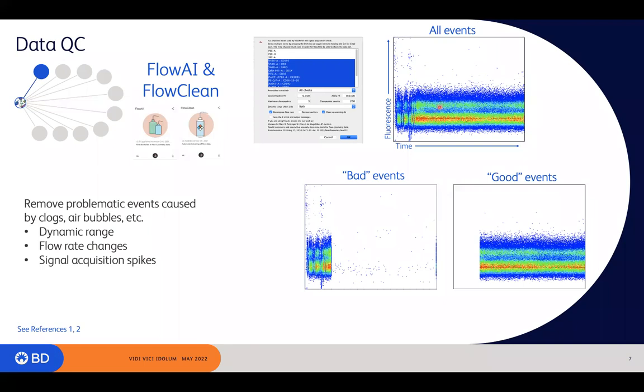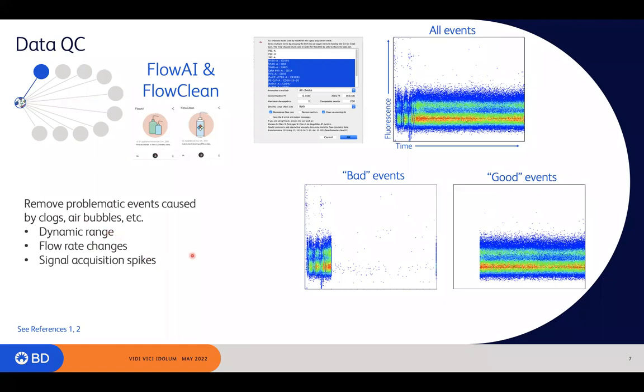Okay, so either create a manual gate or make use of one of these tools, FlowAI or FlowClean. These two are plugins, and they're automated tools that will go through and chop out the clog, in this case, for this data file. What it will leave you with is a population labeled bad events and another labeled good events. And of course, you would put your gating hierarchy underneath the good events branch.